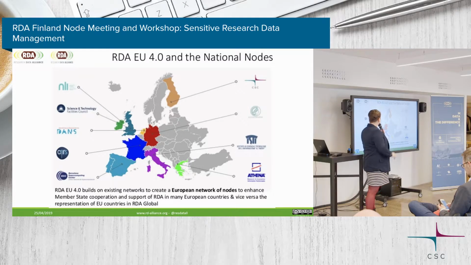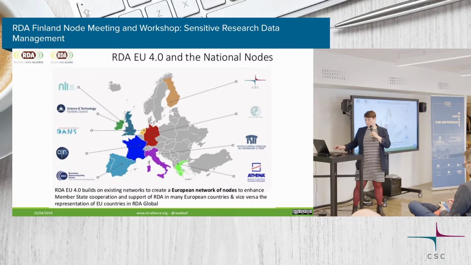Here's a map of the current Research Data Alliance nodes. This is the first wave of the nodes. The nodes are supported by an EU Commission project, RDA Europe 4.0, and there's going to be a lot more nodes in the coming year or so. The goal is to have 22 nodes in Europe. But RDA is global, but this national node structure is a European thing.